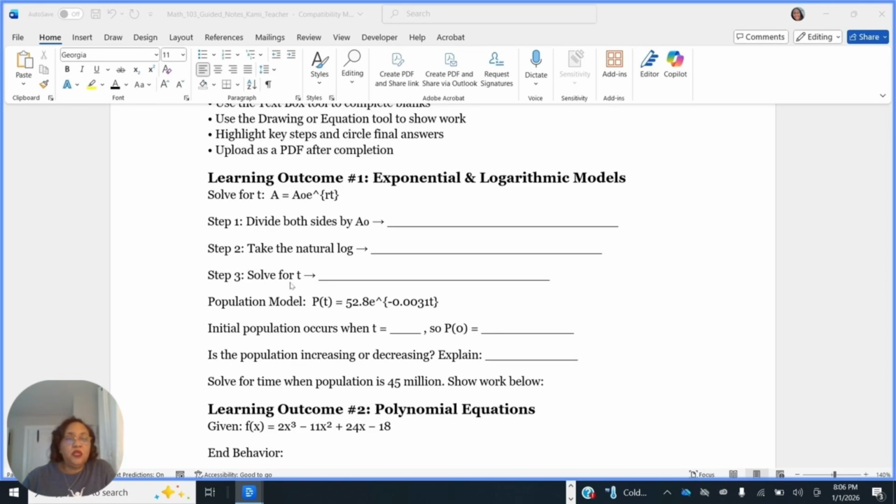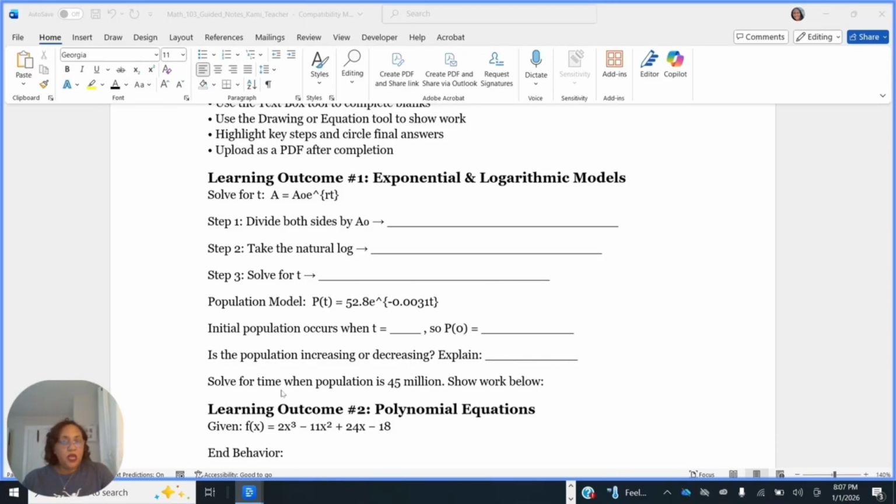For step 3, you're going to solve for t, and the population model is already given to you. p of t equals 52.8 e to the negative 0.0031 t. You plug in the initial population when t is equal to 0, so p of 0 is equal to 52.8 million. Then, is it increasing or decreasing? If you look at the exponent, you have a negative value, so the r is negative. Since it's negative, the population is decreasing. So you just explain that.